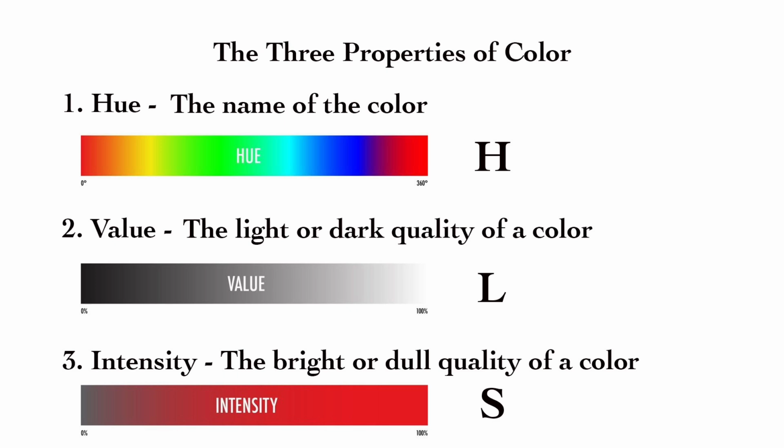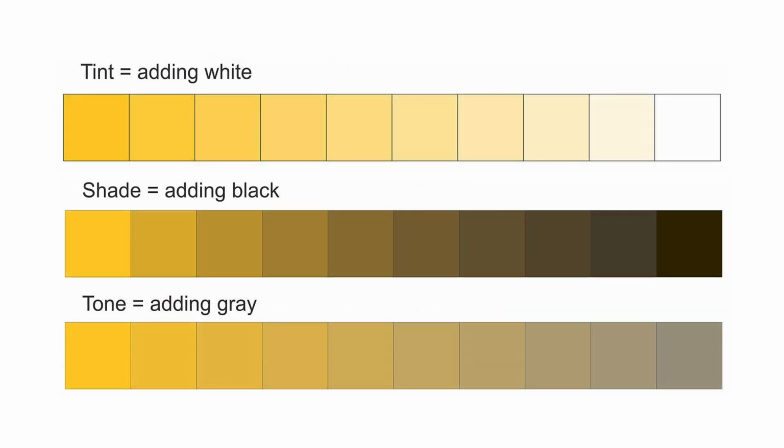Three other important terms in working with color are tints, shades, and tones. A tint is a lighter version of a color, a shade is a darker version, and a tone is a duller version. So when you hear of a tinted window in a car, it's actually a shaded window, but a window shade means something else entirely different.